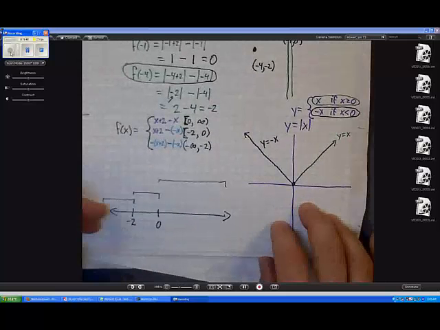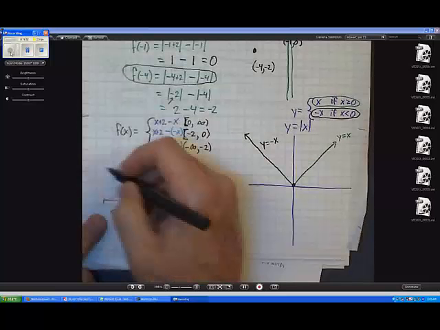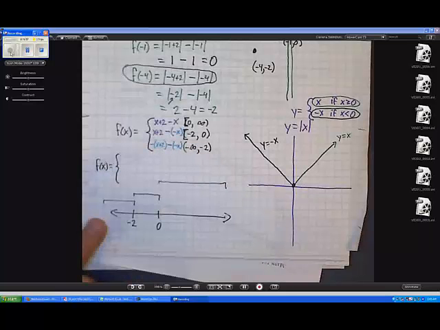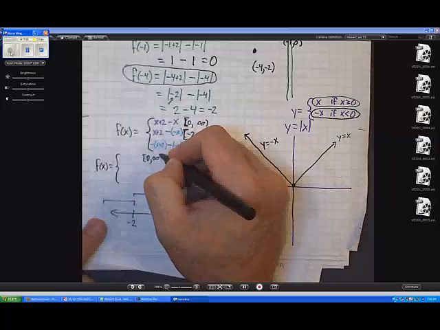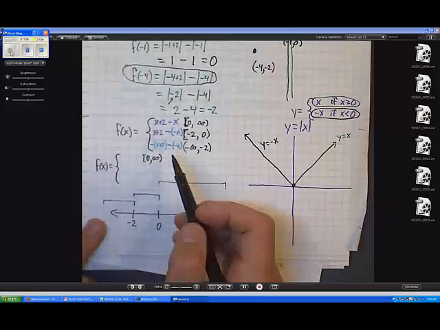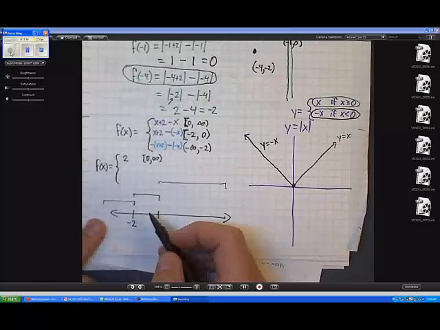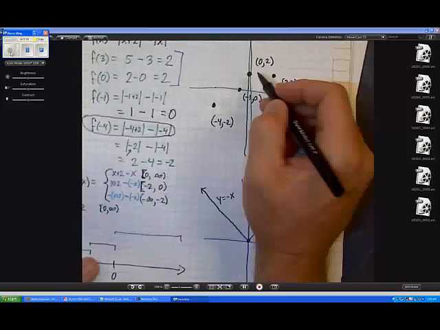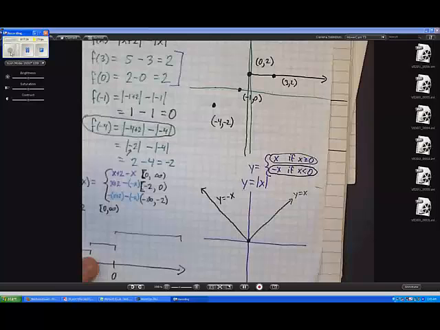So I'm going to write the final answer, if you want, right over here. F of x equals, and we want to do it piecewise. So let's see. Between 0 and infinity, what happens when I simplify x plus 2 minus x? What do I get? 2. The output is 2. Well, that tells me something about the graph. That tells me on the graph, from 0 to infinity, the output's always 2. No wonder it hit those points.